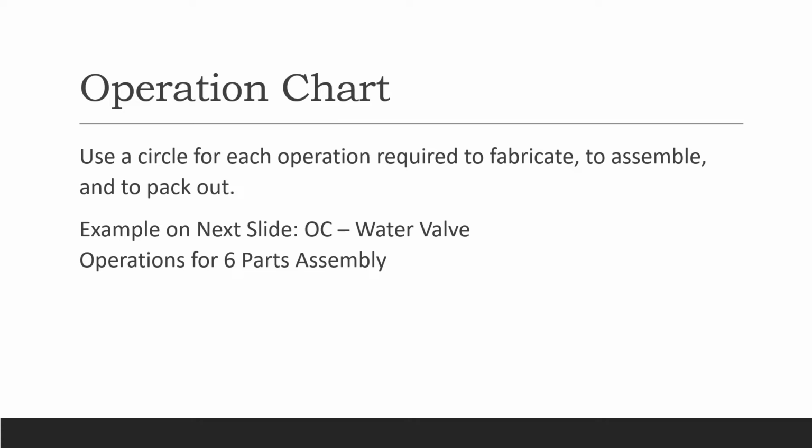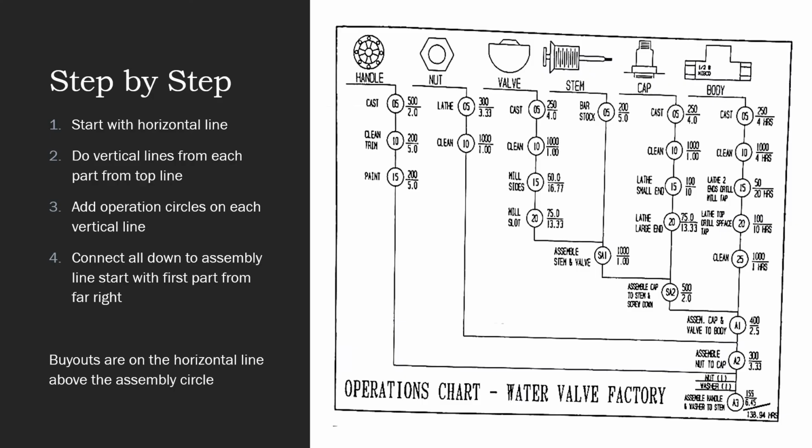Another chart is the operation chart. Here in this case, we use a cycle for each operation required to fabricate, to assemble, and to pack out. An example is on the next slide, and it's for an OC water valve, and they have operations for 6 parts for assembly.